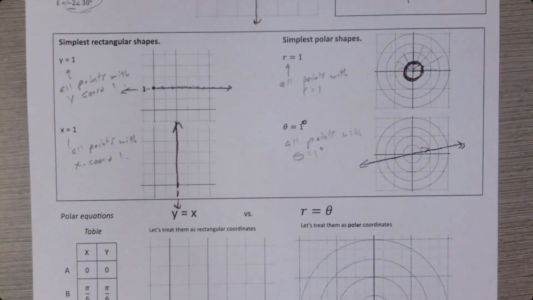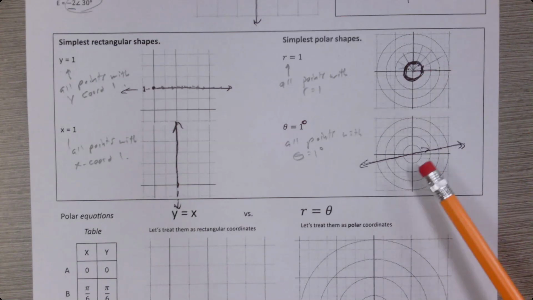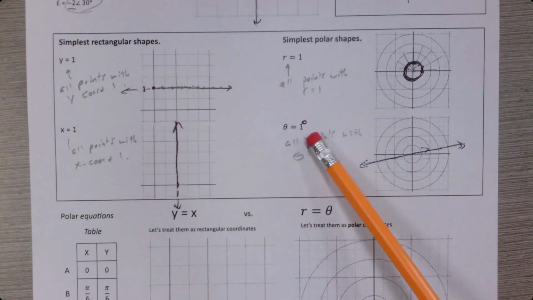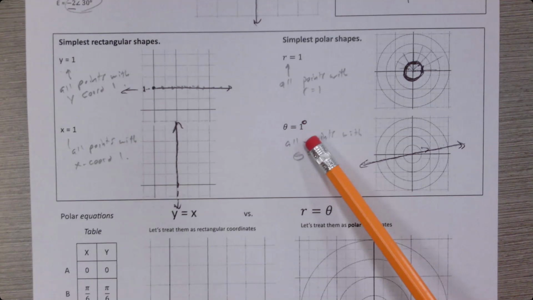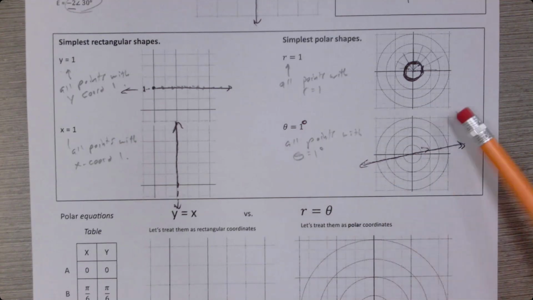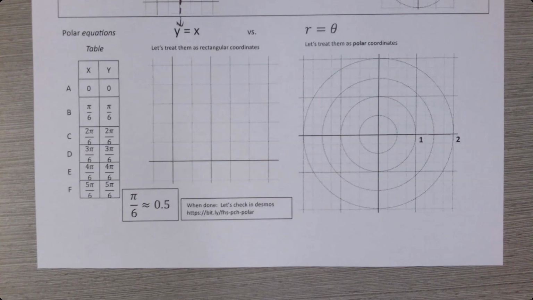Okay, so the most basic shapes in rectangular are horizontal and vertical lines. The most basic shapes with polar are circles and lines that go through the origin. Imagine 1 was something different, like 35. Then it would still be a line that goes through the origin, but it would have been rotated a little bit. So let's start graphing some more interesting equations.